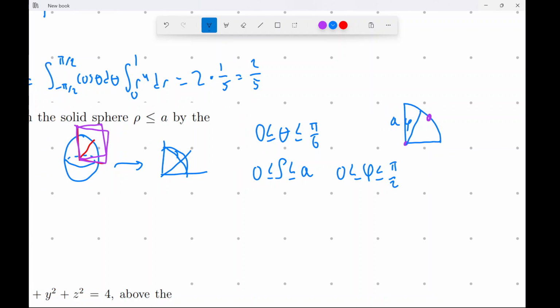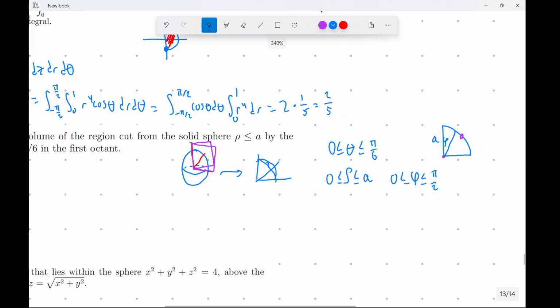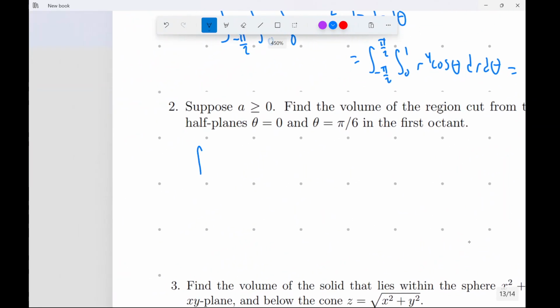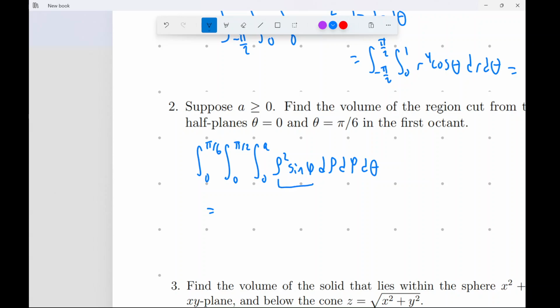All right, so then let's go ahead and write out that integral. This will be the integral from 0 to pi over 6, integral from 0 to pi over 2, integral from 0 to a of rho squared sine phi d rho d phi d theta. Okay, again, our bounds are constant, so we can split this up into 3 separate integrals. And then the theta integral is not very difficult because there's no theta inside my integrand. So that'll just become pi over 6.